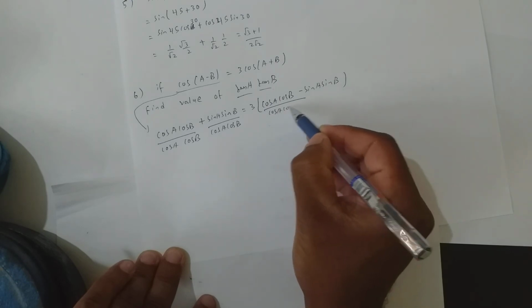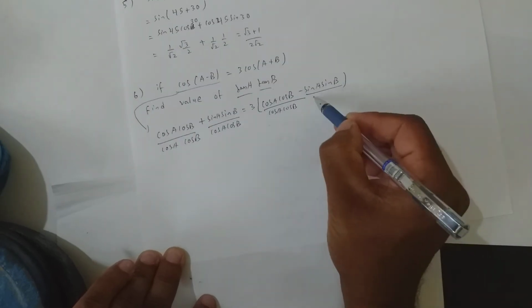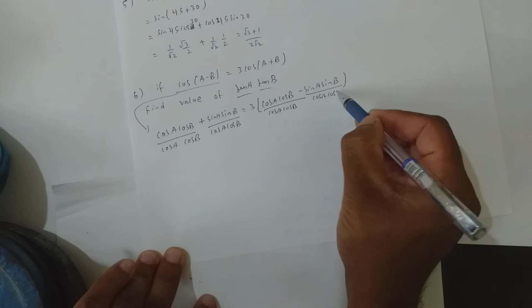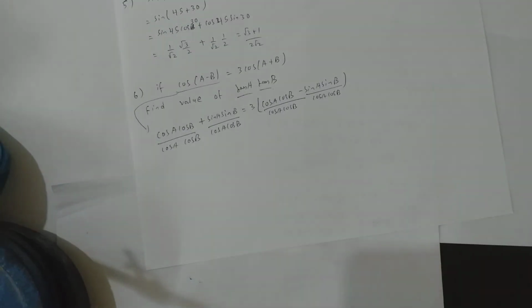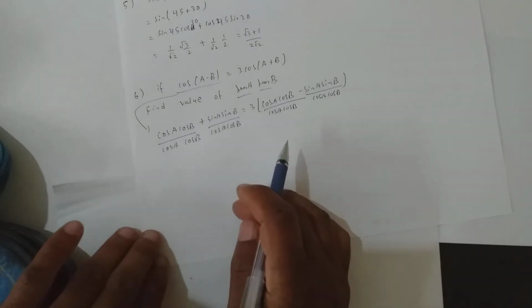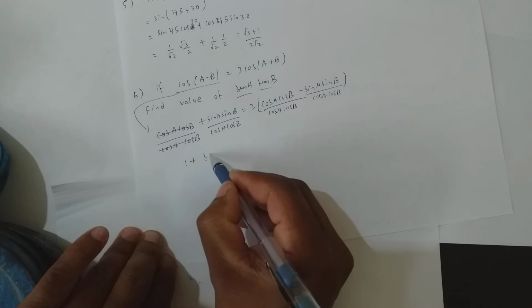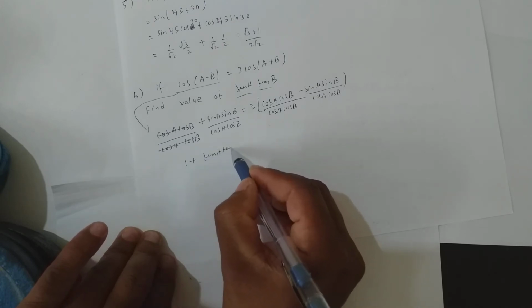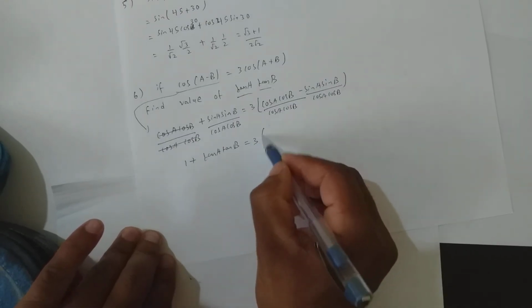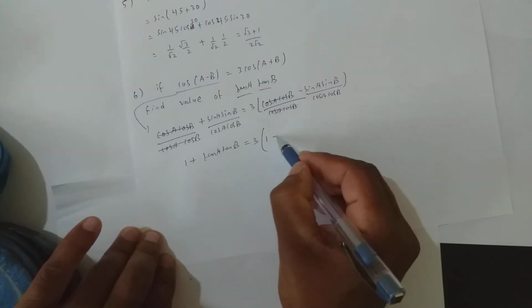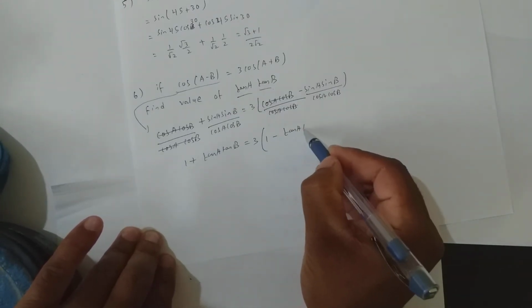Now I want tan A tan B. In many videos, whenever we wanted tan, we divided by cos. Since I want tan A tan B, I need to divide each term by cos A cos B. Am I clear? This is not a new thing. We have been doing it since AS level. Whenever I want tan, I divide by cos. So what do I get now? I get 1 plus tan A tan B equal to 3 times the bracket 1 minus tan A tan B.